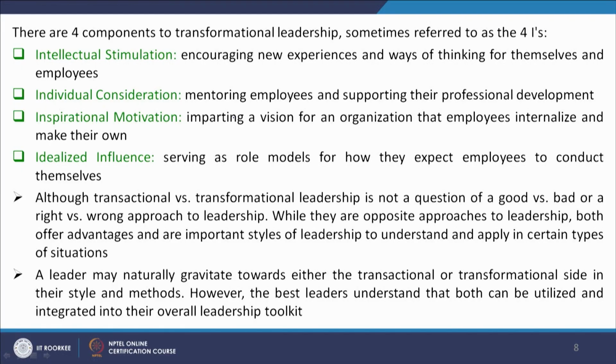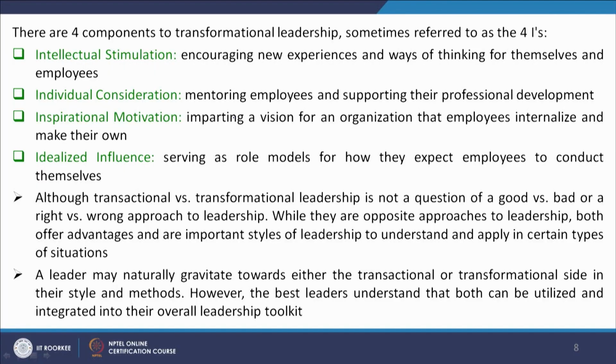Now, in continuation to transformational leadership style, it has 4 components which are considered as the 4 I's. That means intellectual stimulation, that means leaders encourage new experiences and ways of thinking for themselves and employees. That means the leader is thinking in form of we, not I. It is about how and in what manner we can encourage each other through intellectual stimulation, that means by deliberating upon organizational issues, policies and strategies in a very collective or collaborative manner.